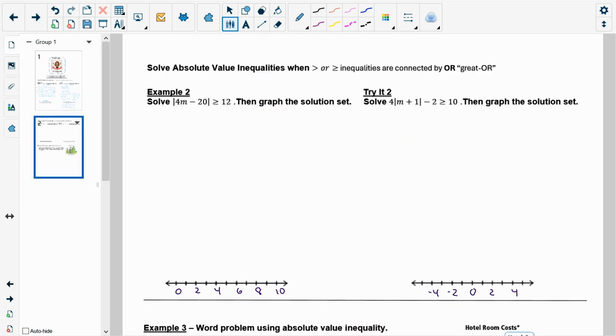Okay, moving on. This time, this is greater, right? So I know I'm going to have an or. Again, my absolute value is already isolated, so I can split it right away.